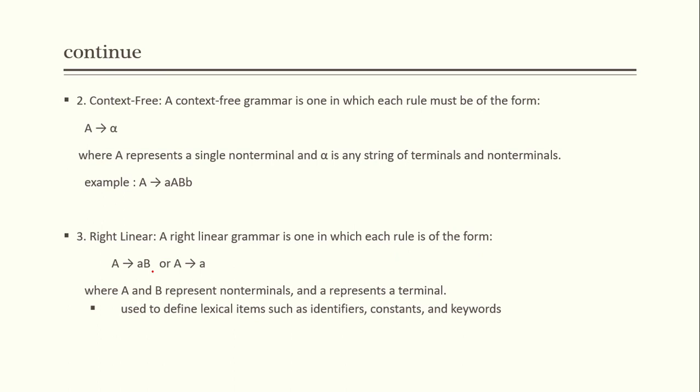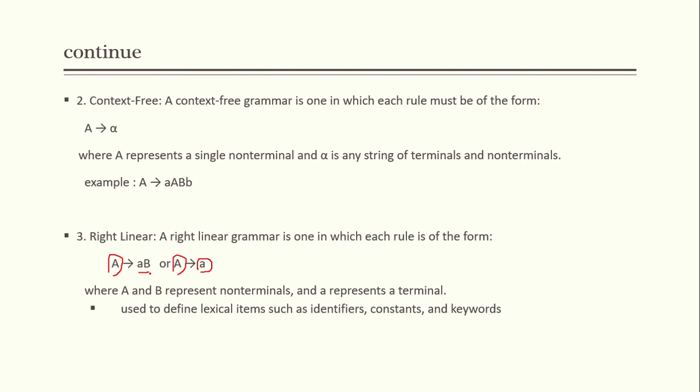Then the last one is type 3, which is right linear, or sometimes they call it regular. A right linear grammar is one in which each rule is of the form A goes to aB or A goes to a. So as I said to you, in order to be a type 3, it must be type 2. In type 2, the left hand side must be only a single non-terminal. That's it. So in type 3 you will have that as well, a single non-terminal. Now it restricts it further. On the right side of the grammar, there can only be two conditions. Either a single terminal, or a single terminal followed by a single non-terminal. That's it. That is the restriction for type 3.